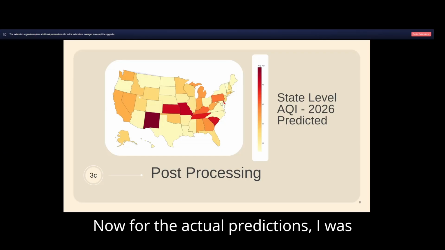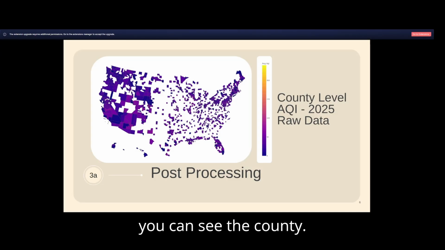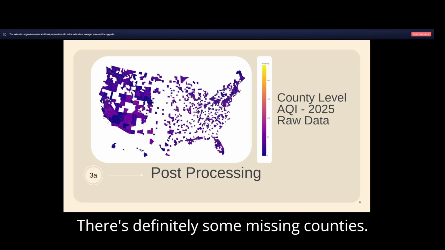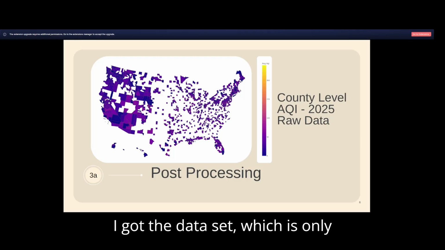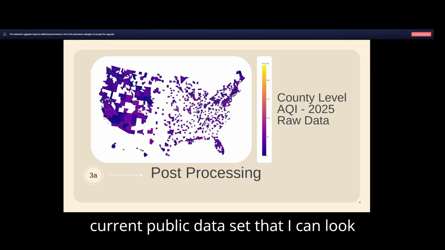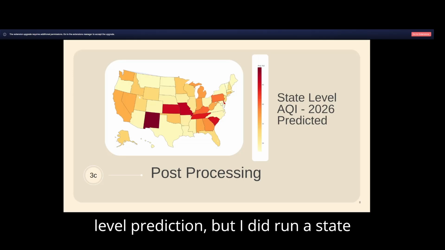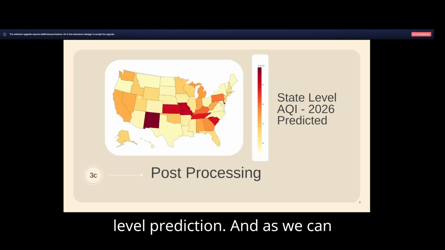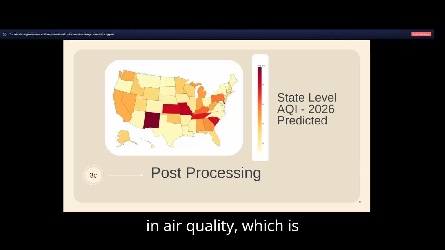Now for the actual predictions, I was only able to run the state because there's not enough data for the county. As you can see, there's definitely some missing counties. This is through reports from the time I got the data set, which is only January 1st through March 31st, the current public data set that I can look at. So I could not run a county level prediction, but I did run a state level prediction. And as we can see, with a positive increase in energy efficiency, we'll have a also positively correlated increase in air quality, which is expected.